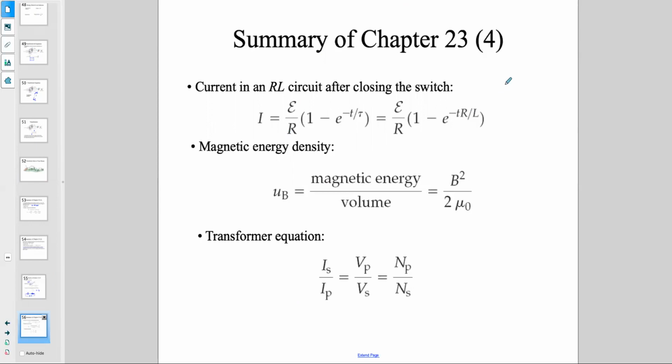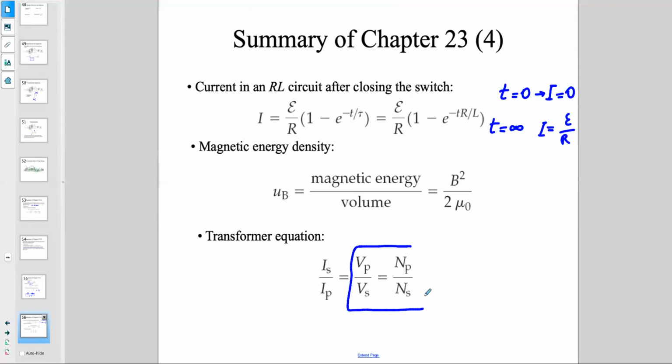One of the most important things is at the beginning, if t is 0, then I is 0, okay? And if t goes to infinity, meaning for a very long time, then your I is just V over R, or EMF over R. And so there will be a magnetic energy density, which I just talked about a few minutes ago, B squared over 2 μ0, and then the transformer equations. I_S over I_P, the most important one was V_P over V_S, or N_P over N_S.